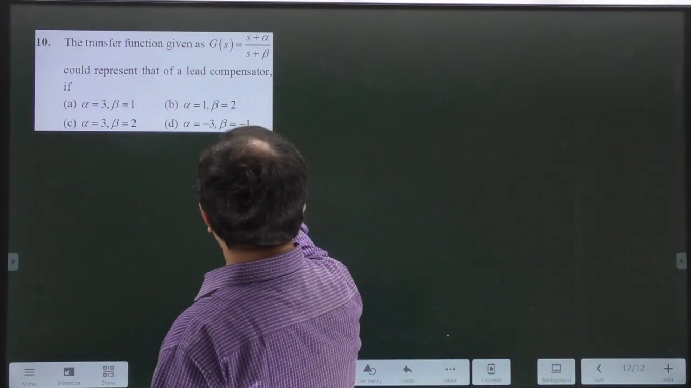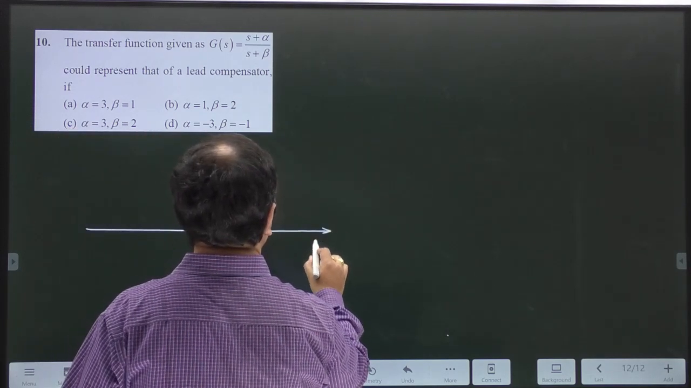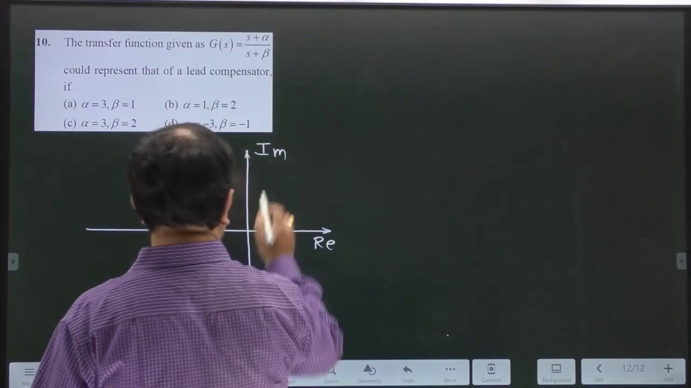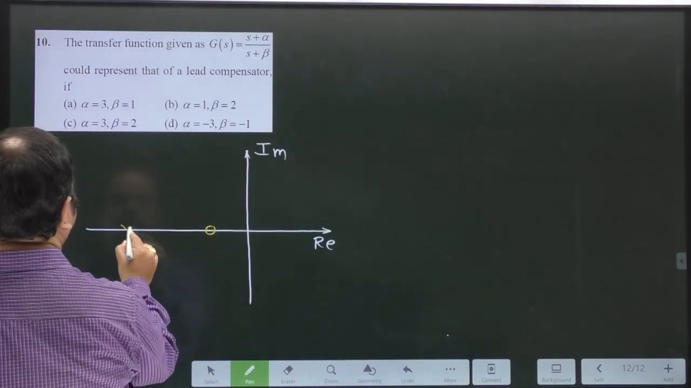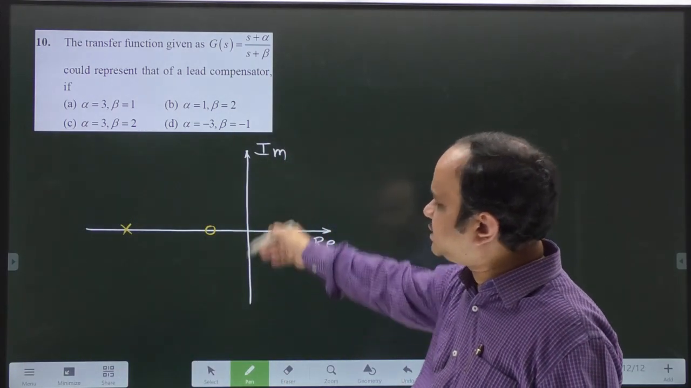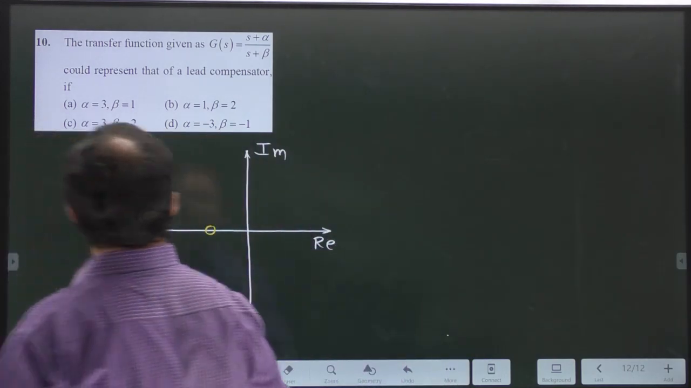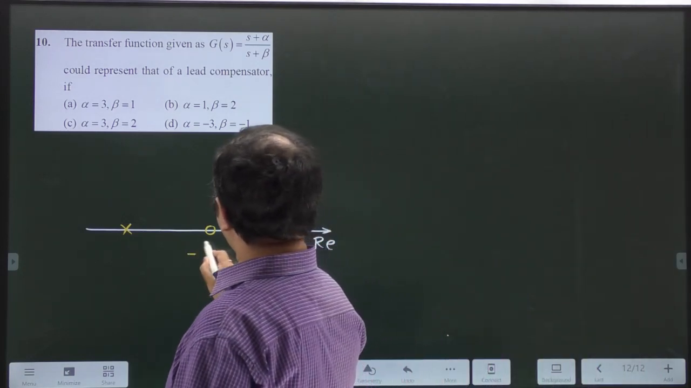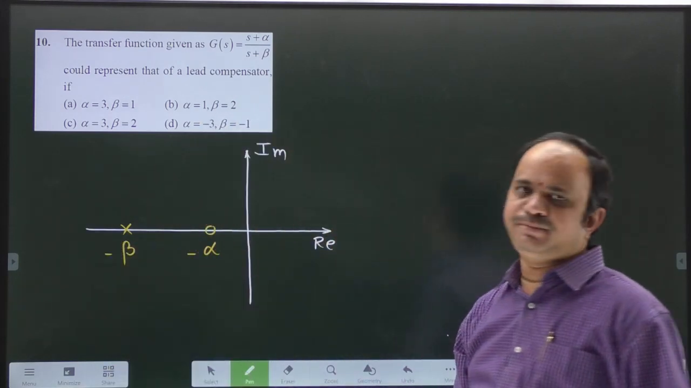If you just look into the basic property of the lead compensator, in the lead compensator, the zero will be closer to the left hand side, the zero will be closer to the imaginary axis. Okay, if I stand in this way, zero will be my right hand side direction, right? So as per the given transfer function, zero is at minus alpha, pole is at minus beta.